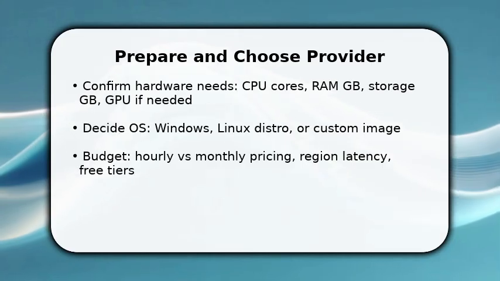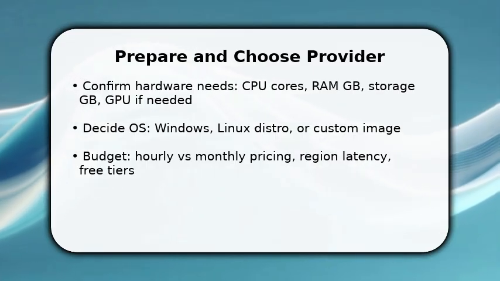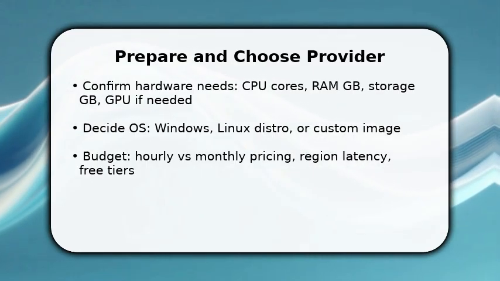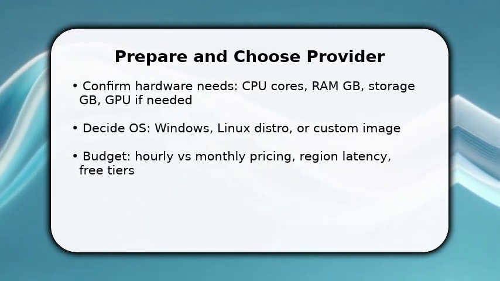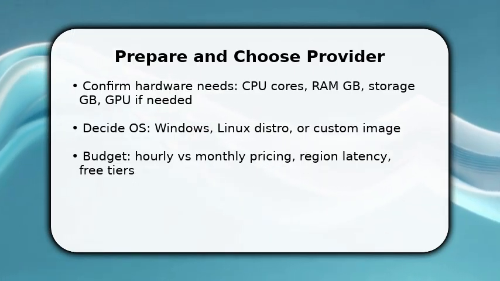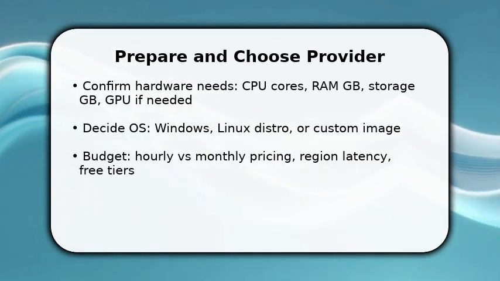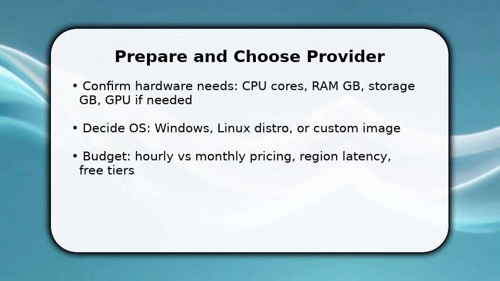You begin by picking a provider and clarifying requirements: CPU cores, RAM, storage, and whether you need a GPU. Once decided, choose the operating system image, Windows or a specific Linux distribution, because that determines drivers and licensing. Make sure to compare pricing models: hourly for short tests, monthly for steady workloads. Also check free tiers and regional latency.